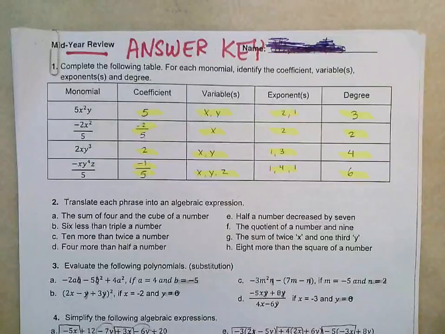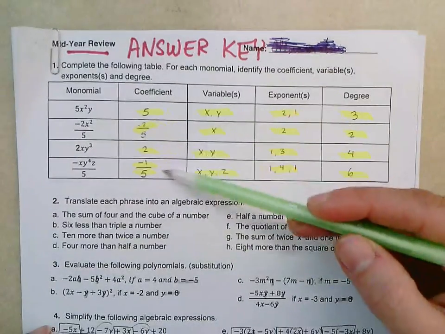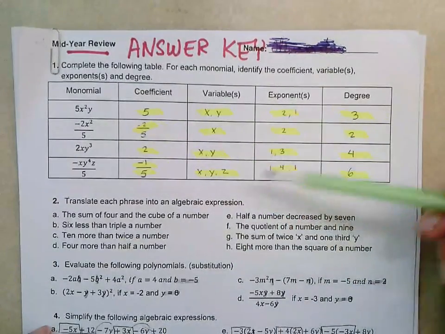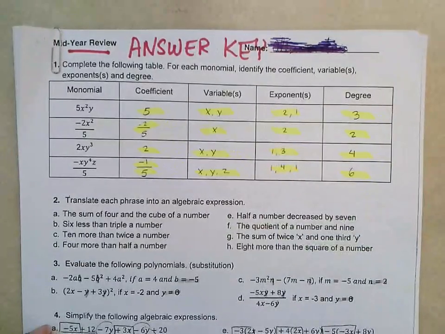Here is the review that I gave you for the midterm. The first page, if you want to correct, you should press pause on your computer right now to correct the box where there's the coefficient, the variables, exponents, degrees. Although we did this in class, it's a good place to start.